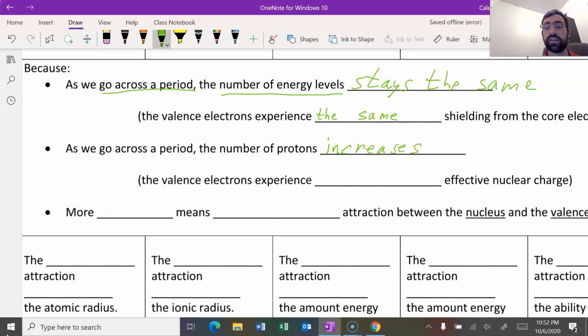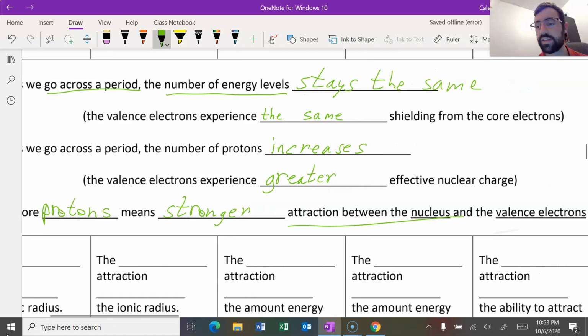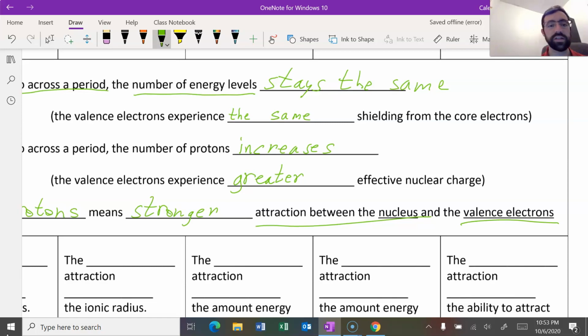So the valence electrons experience a greater effective nuclear charge. That's the pull from the nucleus. That charge increases, the opposites attract, we have a greater effective nuclear charge, and more protons or greater effective nuclear charge means a stronger attraction between the nucleus and the valence electrons.